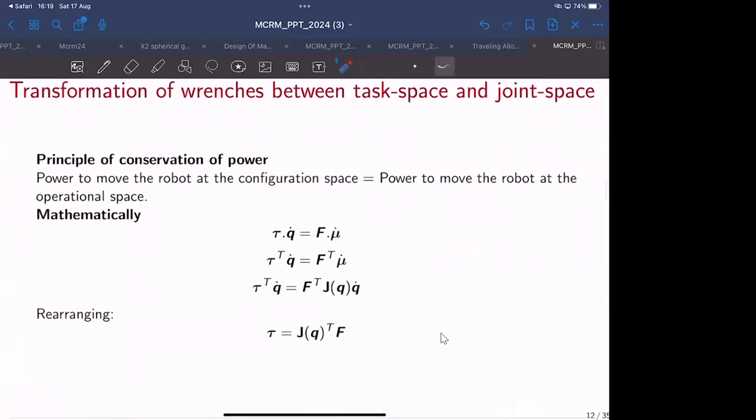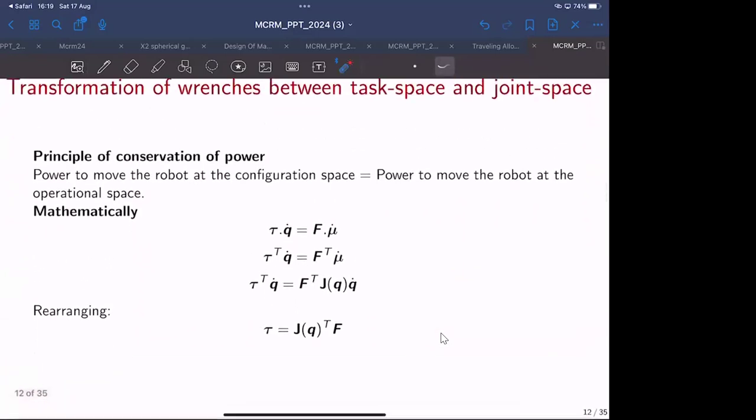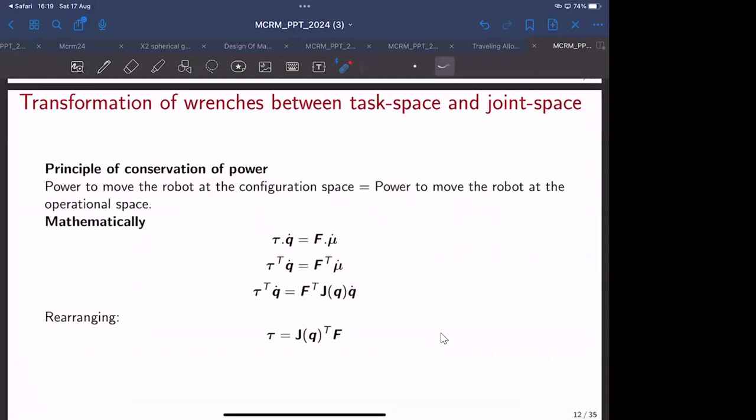And the final few things that we would like to cover is to map the wrenches between task space and joint space, right? Because we have already done that with respect to velocities, because mu dot is J of q times q dot. This is velocity mapping. And this is task space vector velocities. And over here we have the joint space.